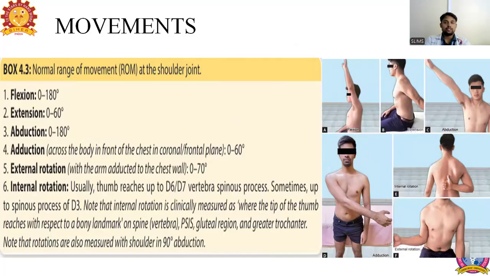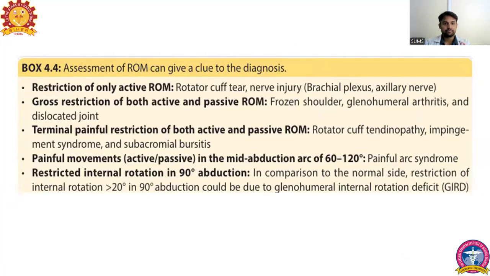As I told you, the range of movements: flexion is 0 to 180 degrees, extension is 0 to 60 degrees, abduction is 0 to 180 degrees, adduction across the body is 0 to 60 degrees, external rotation is 0 to 70, and for internal rotation, we should touch the dorsal spine at the back. While checking the range of movements, what are the components you look at? It is the same for all joints.